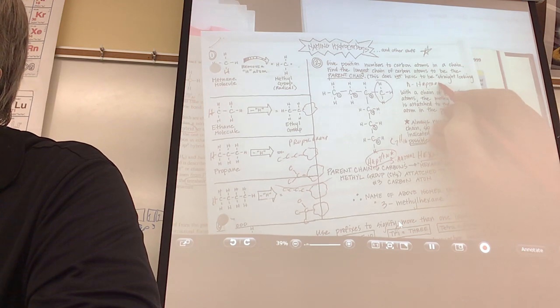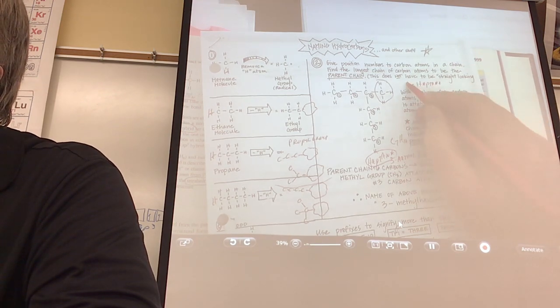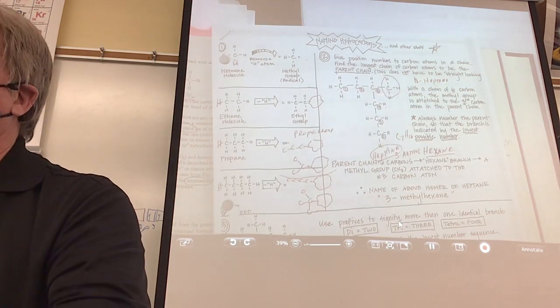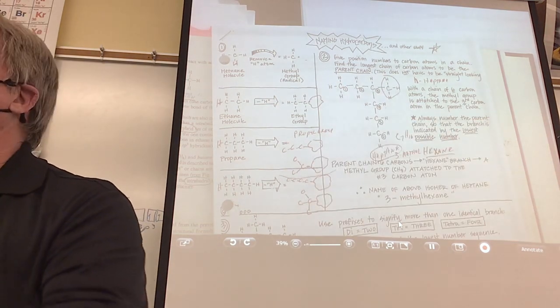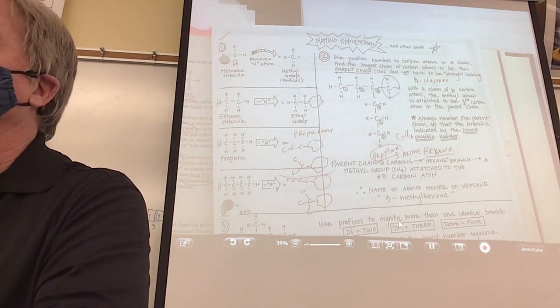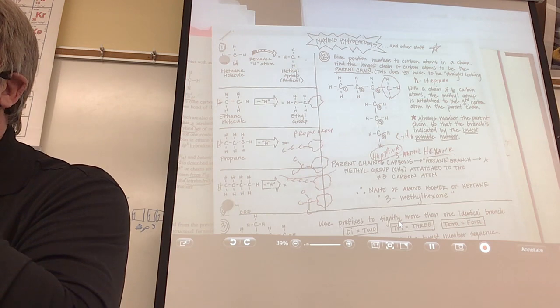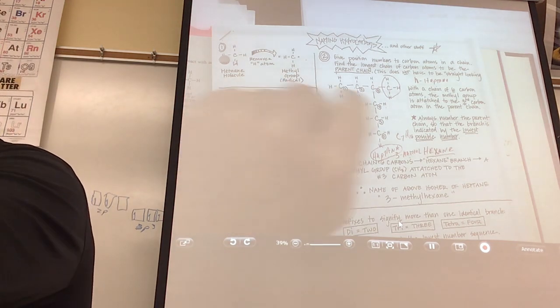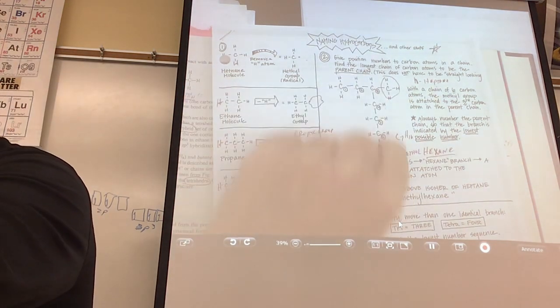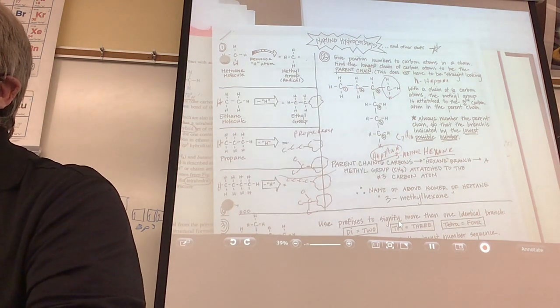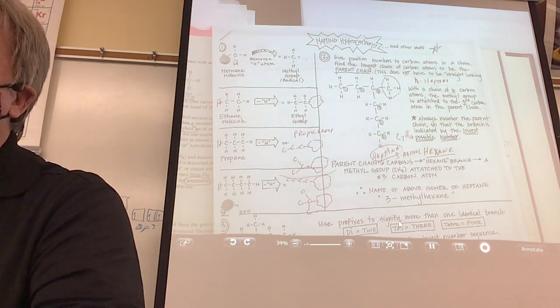Now, n means that everything's in a straight chain. You get that? n-heptane. If I put this guy over here, I have 7 in a row, 7, no branches. You can't have a branch on the end. So if I put that guy right there, then my longest parent chain is 7 in a row, and is a straight chain. I'm going to call you n-heptane.